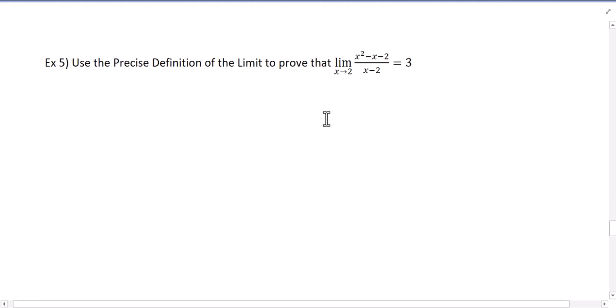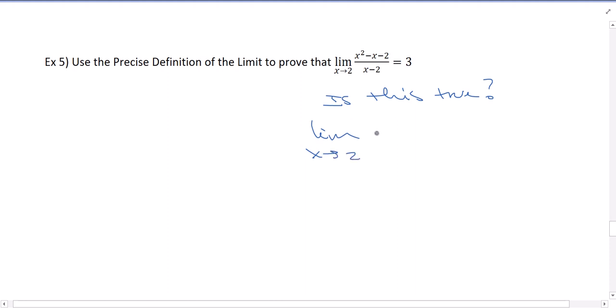Use the precise definition of the limit to prove that the limit as x goes to 2 of this rational function is 3. So first of all, check, is it true? Let's check the limit as x goes to 2. When you first plug it in, what do you get? On the bottom, you're going to get 0. And on top, 4 minus 2 minus 2, you're going to get 0 also. So this is 0 over 0.